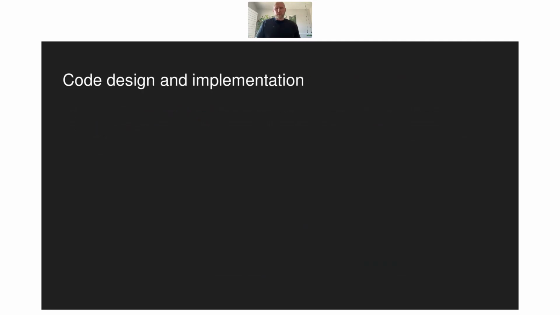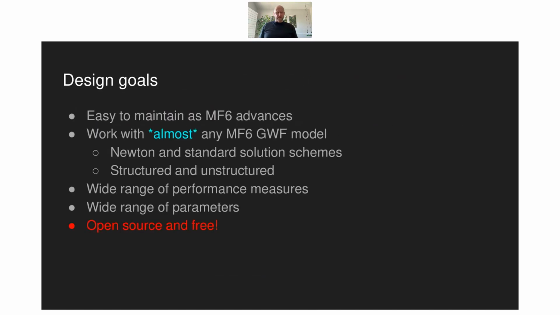Okay, we made it through the maths. Now for the fun part, the code design and implementation. So our design goals, well, we want to avoid the trap of the previous adjoint implementations where we can have a code that advances along with MODFLOW 6. MODFLOW 6 is quickly becoming industry standard. It's a framework type of code base. It's fresh. It's evolving quickly. New things are being added to it. We don't want to have a separate version of MODFLOW 6 that does the adjoint. We want it to be working with MODFLOW 6, but we don't want to get in the way of the MODFLOW 6 developers either. We want our code to work with almost any MODFLOW 6 GWF model.